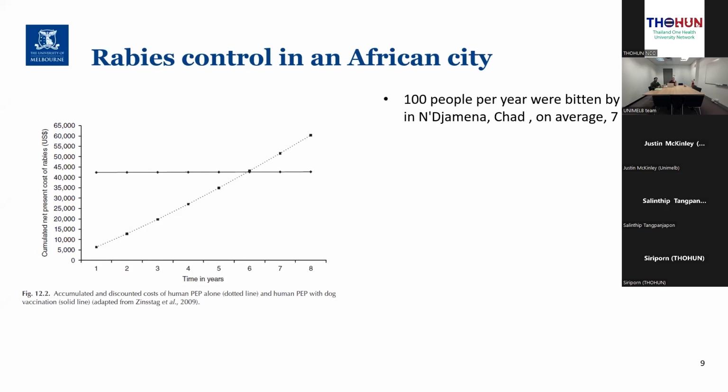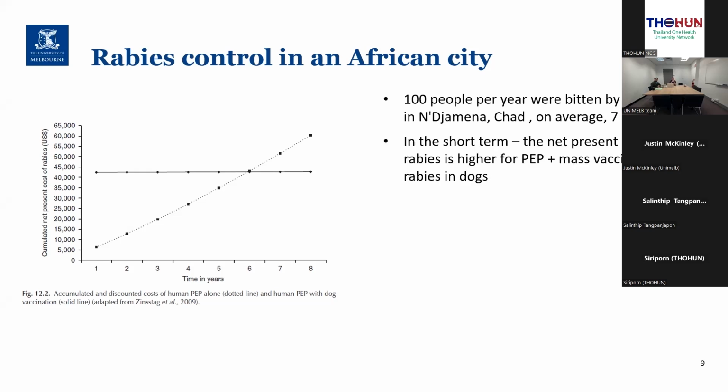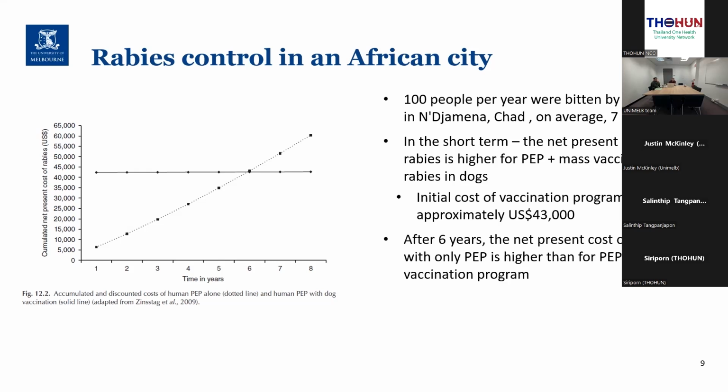Then you imagine that dogs aren't just biting humans, they're also biting other dogs. So by leaving it unchecked, there's growing rabies in the population of dogs and humans. More rabid dogs means more human exposure. So we see in the short term, the net present cost of rabies is higher with PEP plus the mass vaccination, the solid line running horizontally, versus just PEP, the dotted line running diagonally. That's from the initial cost of the program, but around year 6, there's a crossover point.